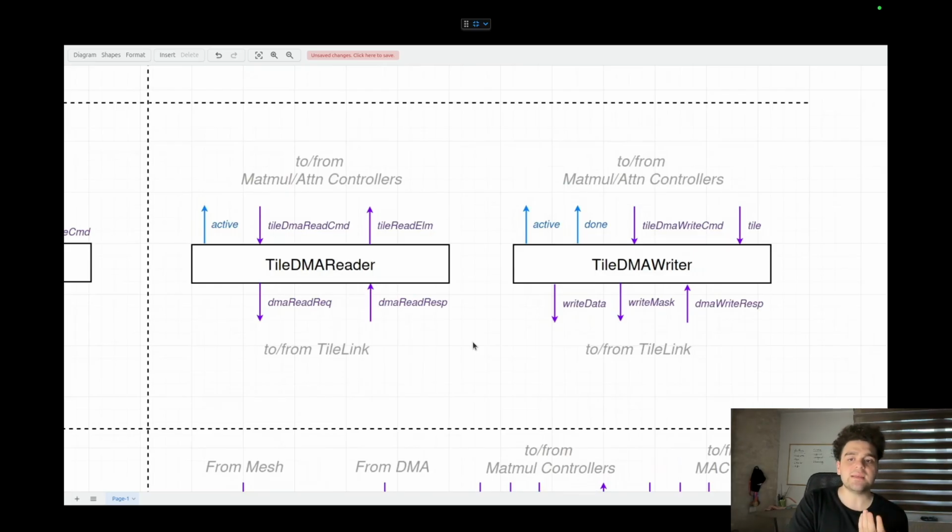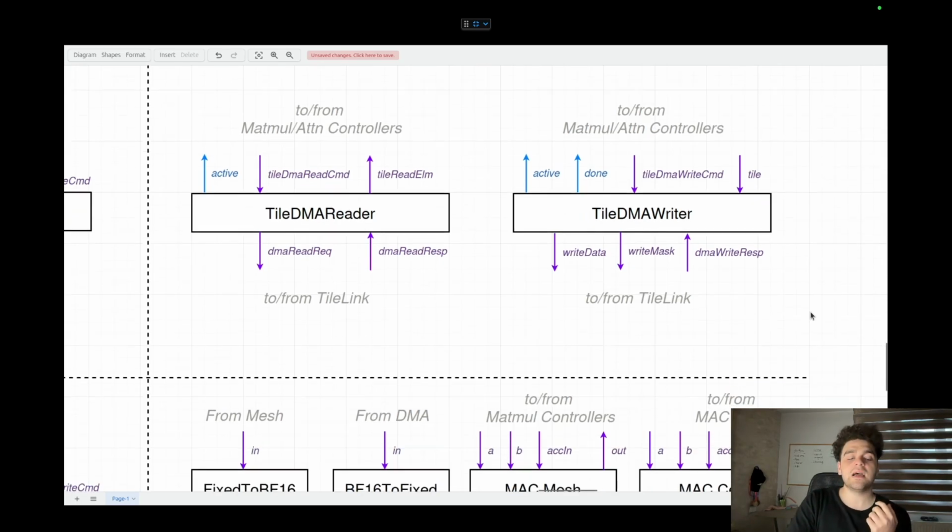Instead of reading, we are writing. Like you can imagine, we are now giving the tile that we want to write, and we have another command which is tile DMA write. And we need to tell the module that is asking us to write if we are done or not, if we are active or not. Now, to the TileLink, we are sending the data with a mask. What the mask means is, imagine that we are sending 8 bytes at a time. However, our data is 5 bytes. We will mask the last 3 bytes to tell the TileLink that these are not relevant. And the TileLink will give us a response about whether we have written the data successfully or not.